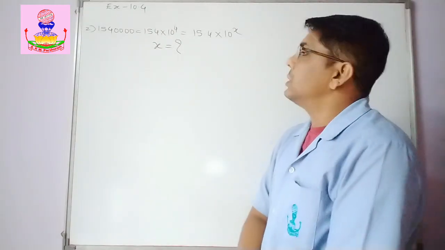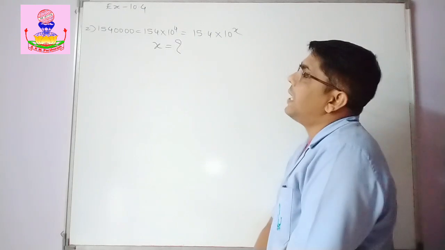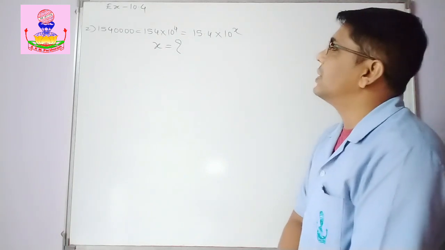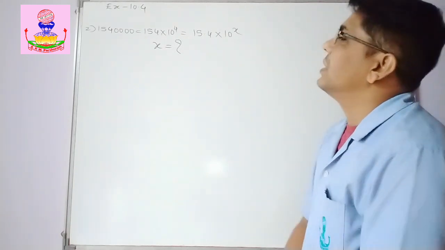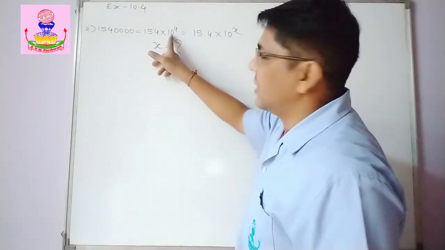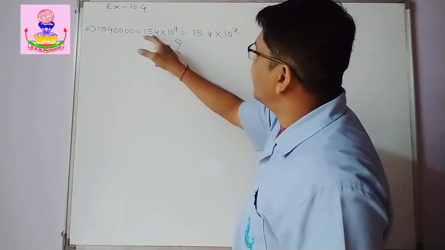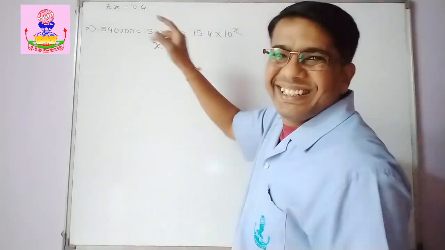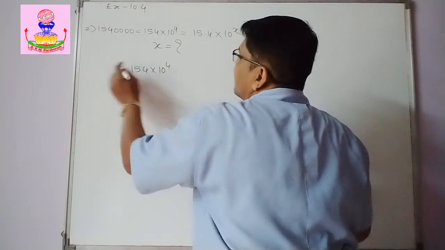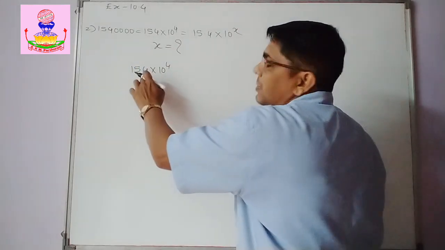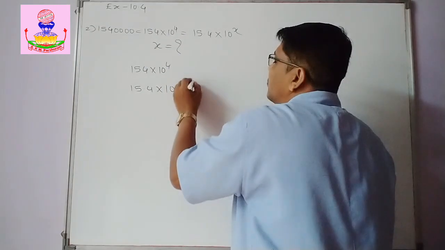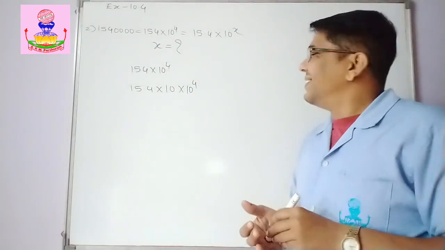Now see, second example from 10.4. 15 lakhs 40,000 is equal to 154 into 10 raised to 4, that is equal to 15.4 into 10 raised to x. Now see, first they have moved the decimal point by 4 digits: 1, 2, 3, 4. So 10 raised to 4. And now they have shifted the decimal point by 1 digit, so multiply by 10. Now I am shifting the decimal point to this side, so I can write it as 15.4 into 10 raised to 4. I believe you understand.